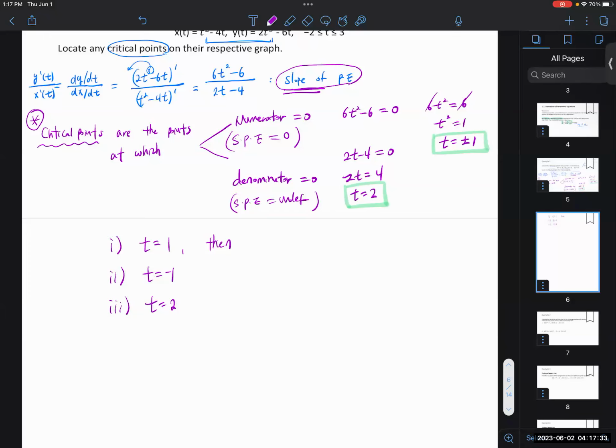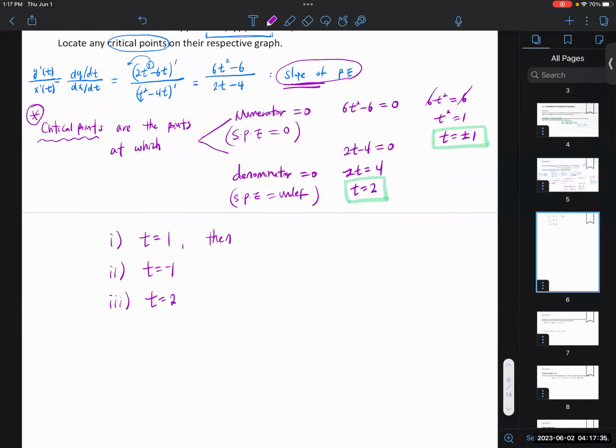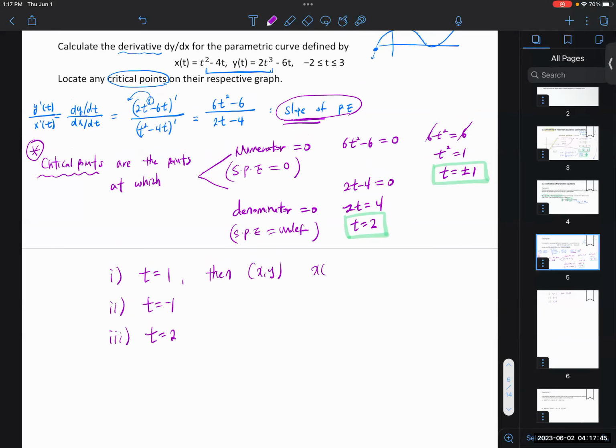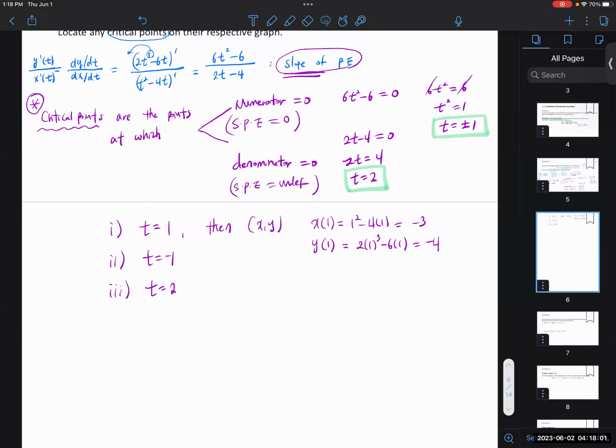You're going to find the points. So we're plugging into the functions. We have to find x comma y when t equals 1. The x function is given. So x is 1 squared minus 4 times 1, which is going to be negative 3. For y: 2 times 1 to the third, minus 6 times 1. This is going to be negative 4. So when t equals 1, the critical point is going to be negative 3 comma negative 4.